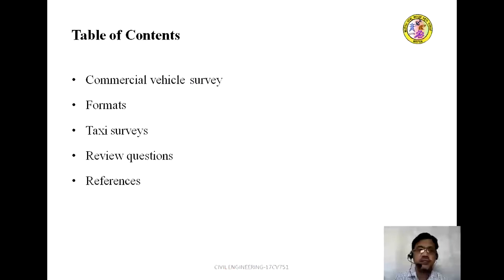So in this session we are going to discuss commercial vehicle surveys, the formats which are used for commercial vehicle surveys, advantages and difficulties, next taxi surveys, some review questions and references.